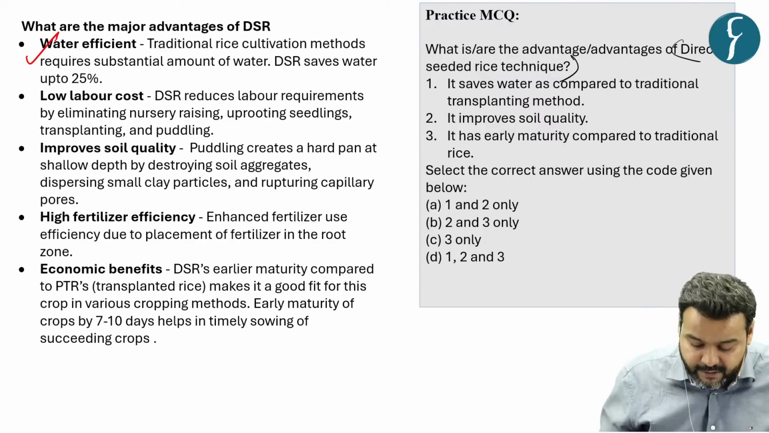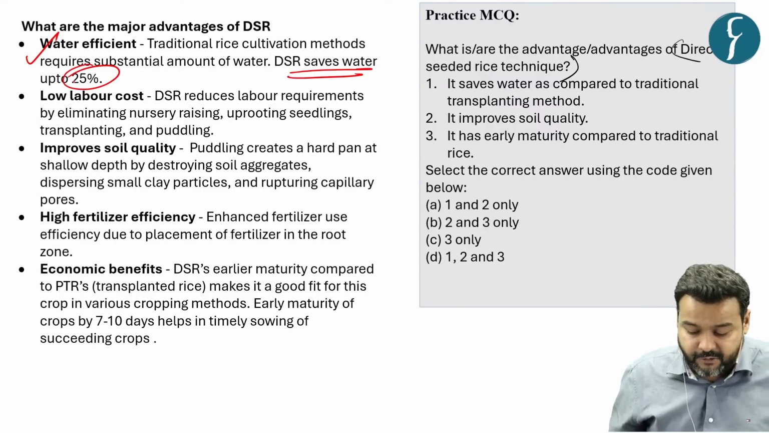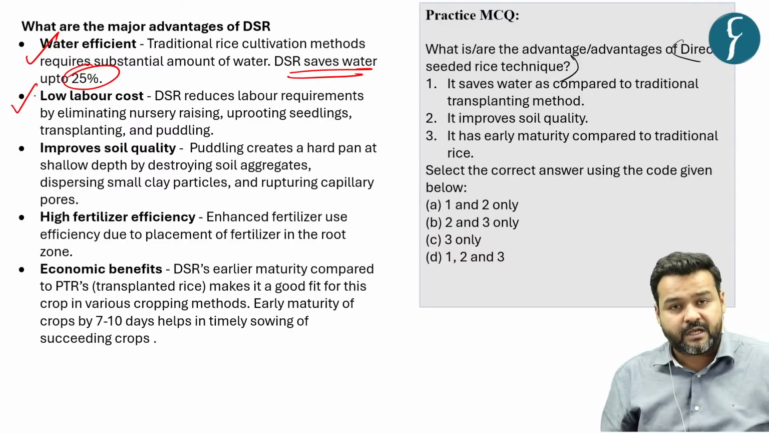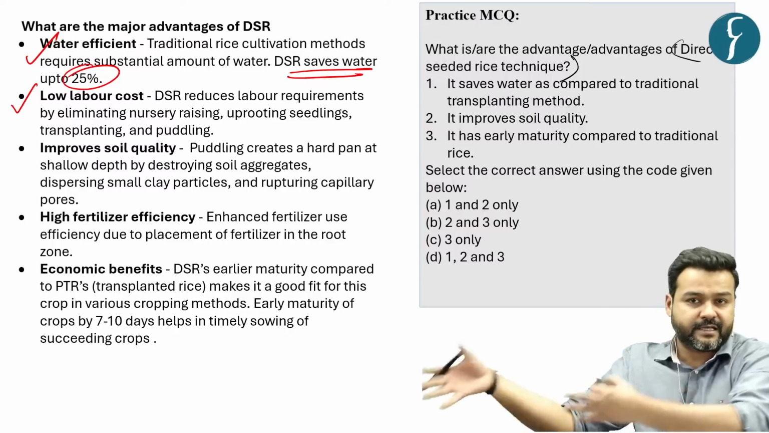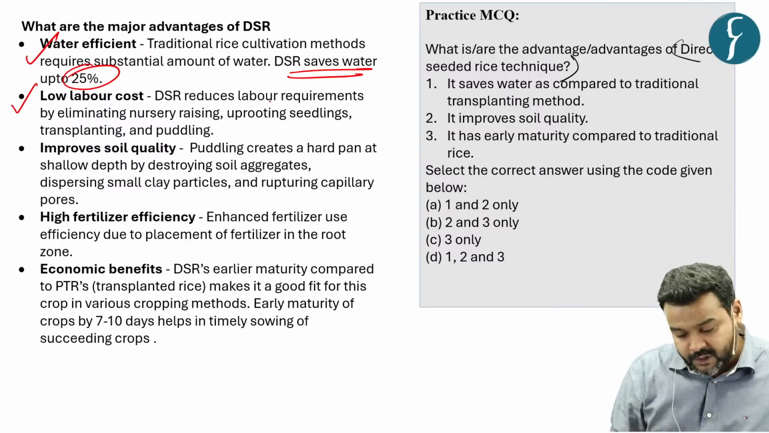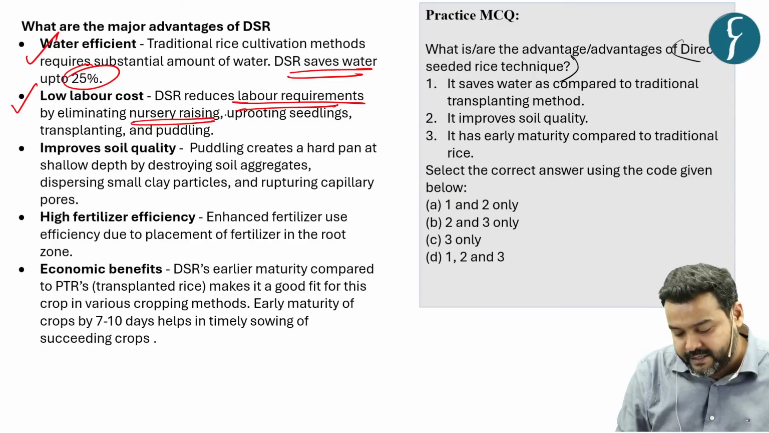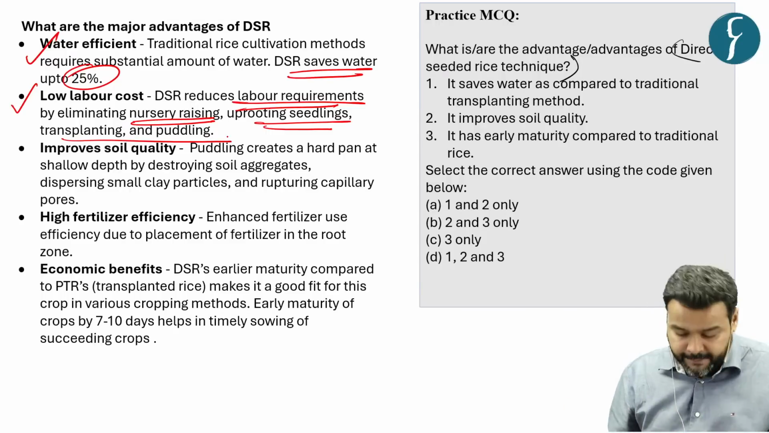First is water efficiency. It saves around 25% of water. Next is low labor cost, because earlier you needed one set of labor in the nursery, then another set to transplant these. So it reduces labor requirement by eliminating nursery raising, uprooting seedlings, and transplanting and puddling.